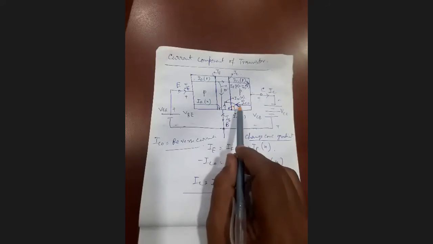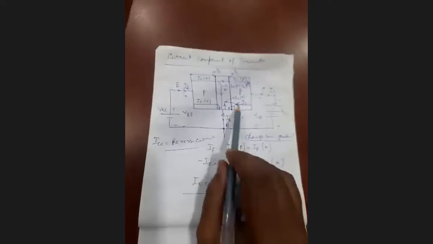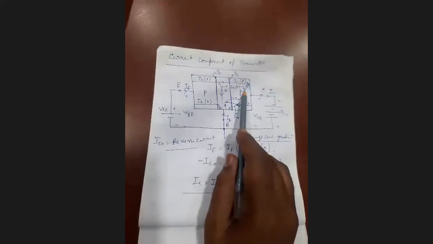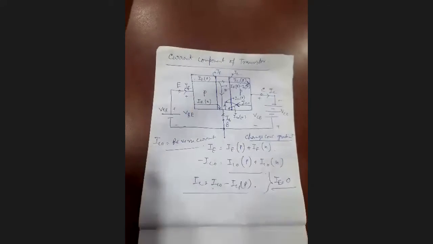Most of the carriers are recombined in the base terminal because the base is very narrow. In that case, the current is controlled on the basis of the input voltage. Because the input voltage is the forward bias, we can control the current. Current control means we can change the movement of the carriers across the junction due to the difference of the concentration gradient, and we can control the current of the entire circuit.